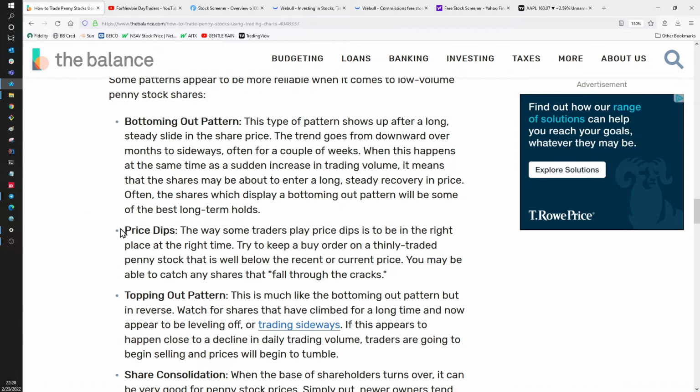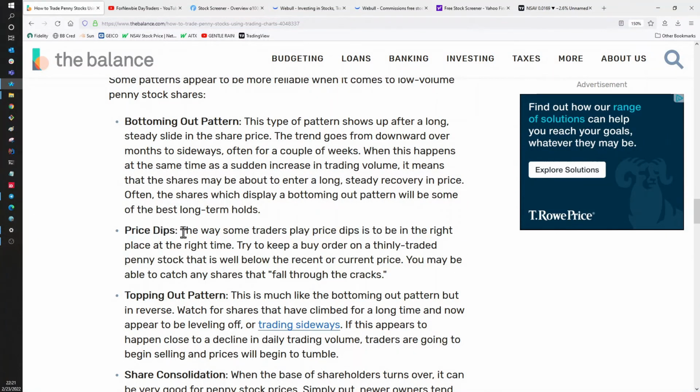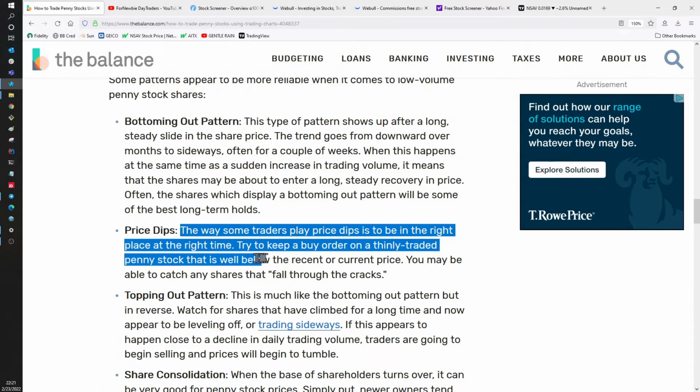Price dips. So this one is different. This is not a long, steady slide in price. So let's read this first. Price dips. The way some traders play price dips is to be in the right place at the right time. So they set up buy orders that are well below the recent or current price.